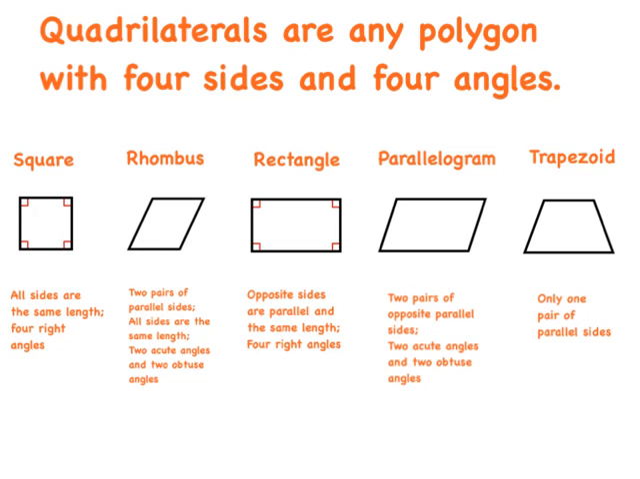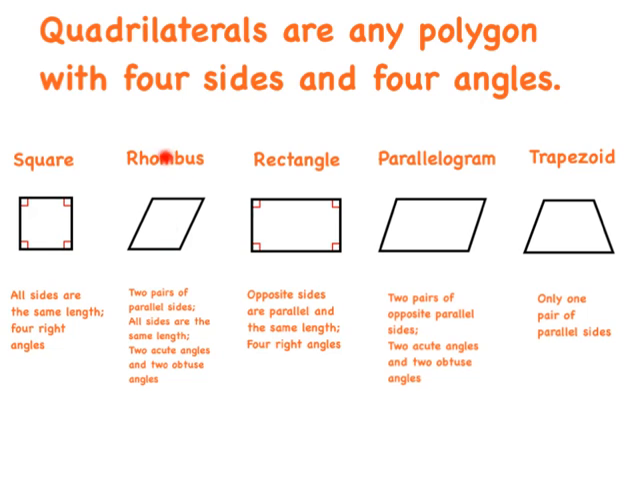So very simply, quadrilaterals are any polygon with four sides and four angles. And here are the most common quadrilaterals. Of course, we see the square. And on a square, all the sides are the same length, and they have four right angles. And if you'll remember, a right angle is designated by the little box. And then on a square, all the sides are the same.